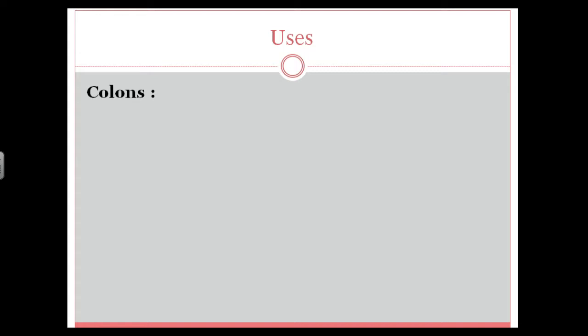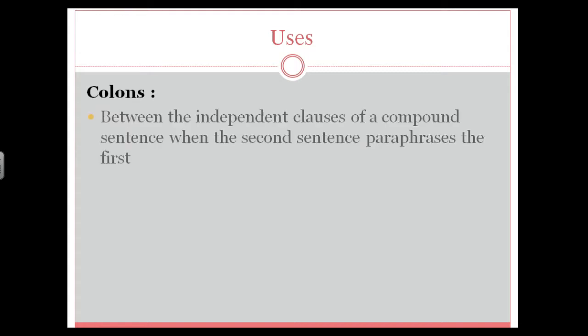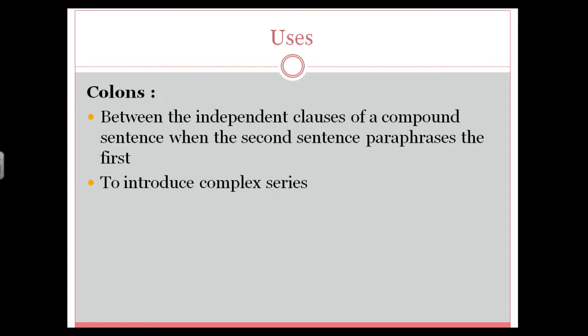Colons, which look like two periods stacked vertically. These are placed between independent clauses of a compound sentence when the second sentence paraphrases the first. So think of it like an equal sign that just got shortened up. In that case, we put two independent clauses back to back. We also use colons to introduce a complex series, meaning a series that has a lot of commas or might even have semicolons in it.